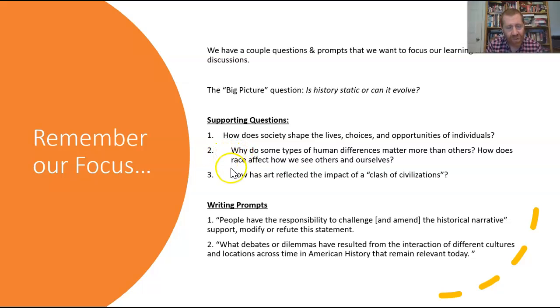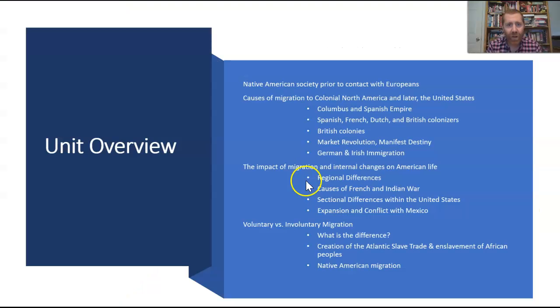And then we have these other two. Please make sure to write these questions down in your note sheet or type them up, that way you have them there as a record. And these are the writing prompts that we're going to come to over and over again, hopefully many times throughout this unit.